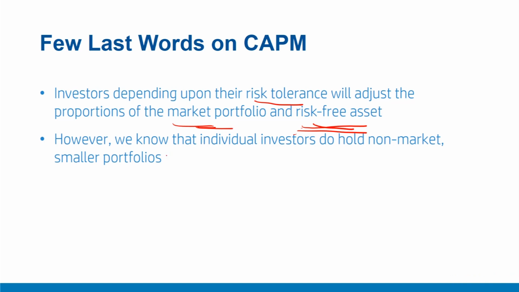But as we have found, and real life scenarios depict, investors do hold non-market smaller portfolios, for example, a set of oil and gas stocks or a set of bank stocks. For example, in India, you have an index called Bank Nifty. So there are instances where individuals hold non-market portfolios, which seems to violate the postulations of CAPM.